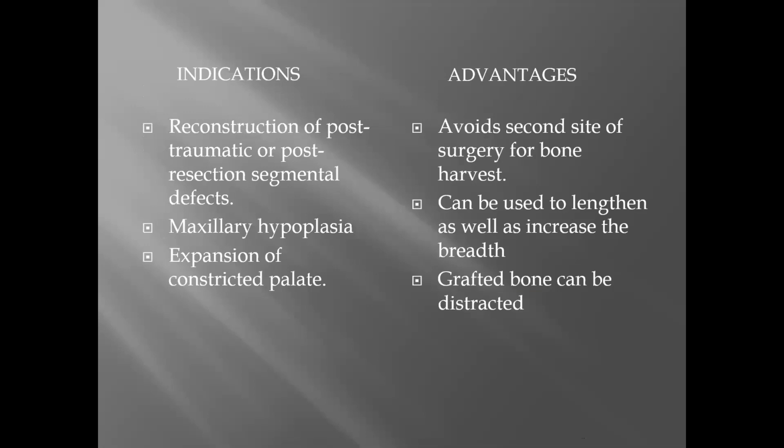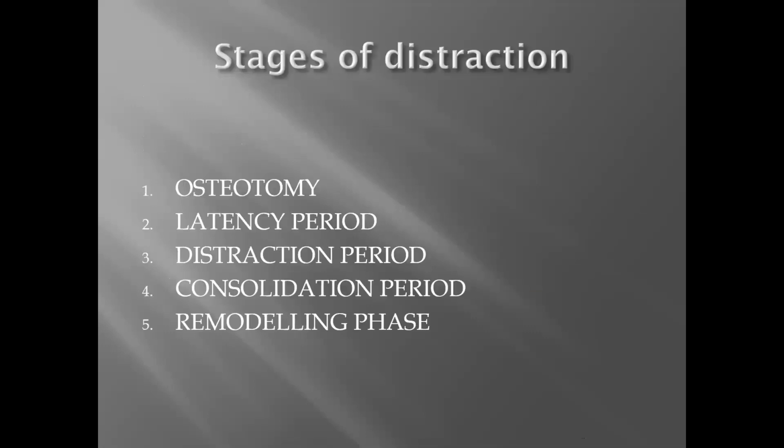So the indications of distraction osteogenesis are reconstruction of post-traumatic or post-resection segmental defects, maxillary hypoplasia, and expansion of constricted palate. Advantages: it avoids a second site of surgery for bone harvest, and can be used to lengthen as well as increase the breadth. Grafted bone can also be distracted by this procedure. Coming to the stages of distraction, there are 5 stages. First is osteotomy, then latency period, distraction period, consolidation period, and remodeling phase.